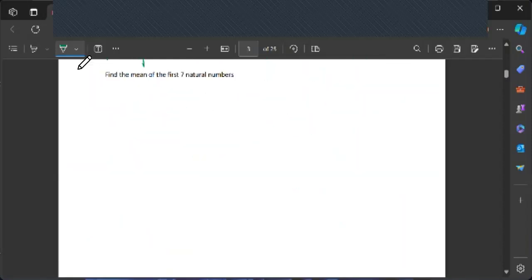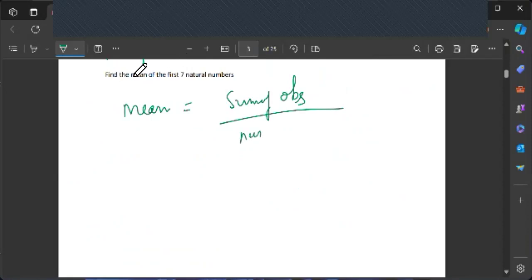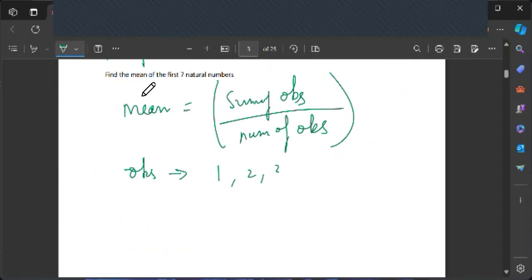Next is coming to mean. Find the mean of the first 7 natural numbers. So mean or average, I told you, is sum of observations divided by number of observations. Don't write long English statements. Just be minimal. Write just the formula in maths. So what are the observations? First 7 natural numbers: 1, 2, 3, 4, 5, 6, 7.